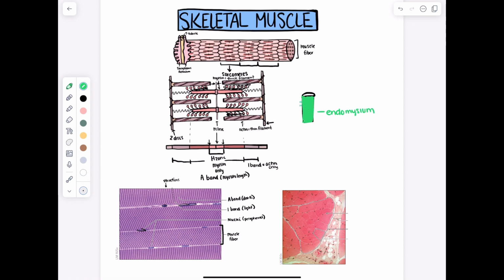We put multiple muscle fibers together. So let's zoom out and say that I put a bunch of muscle fibers together. Okay, so here's my bunch of muscle fibers together. We call that a fascicle. So a fascicle is multiple muscle fibers grouped together and surrounded by another connective tissue sheath. The sheath that surrounds a fascicle is known as the perimysium.